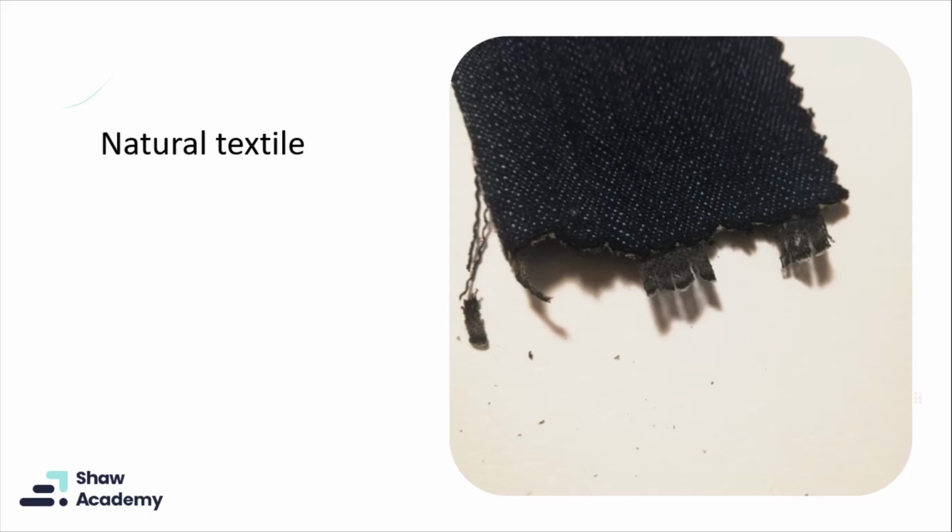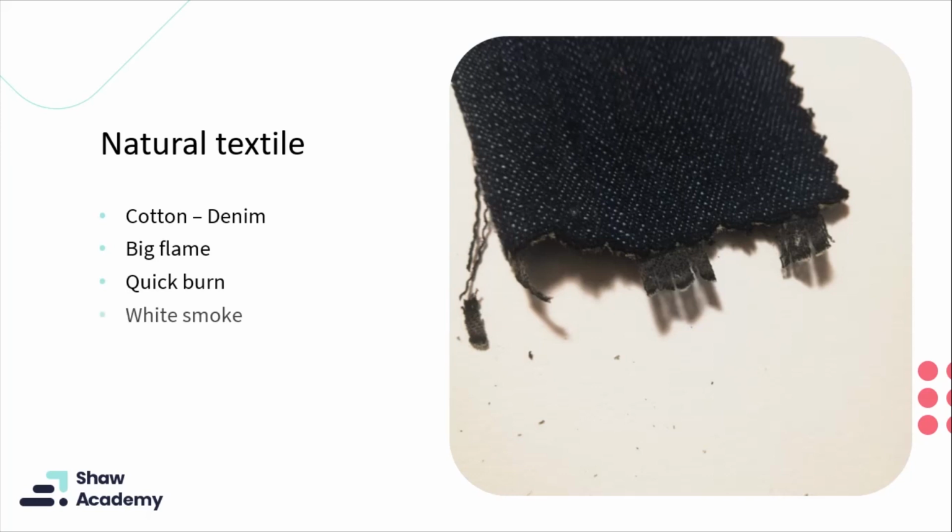This is the example of the natural textile. Luckily, denim is very recognizable, so I already knew its fiber content was natural. When I performed the test, these were the things that I noticed. First, the flame was big, and the fabric burned quickly. It also had white smoke and an afterglow. It definitely smelled like burning paper, and as you can see, there is some soft ash.